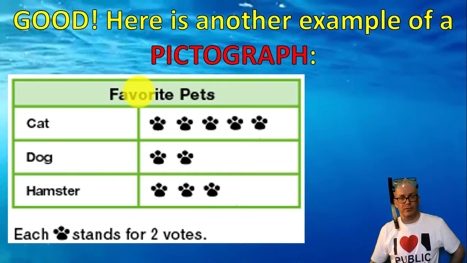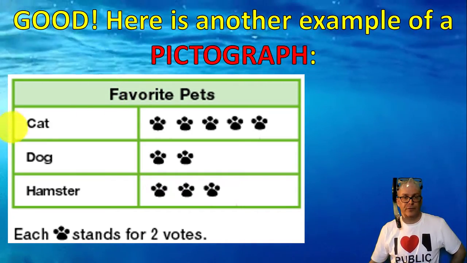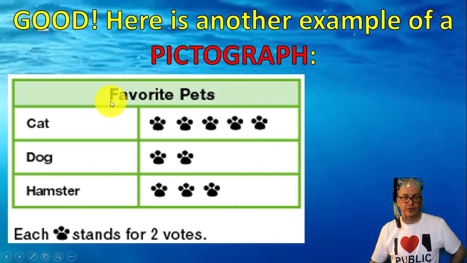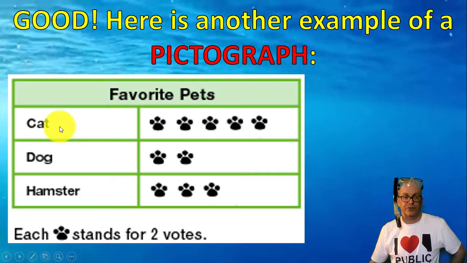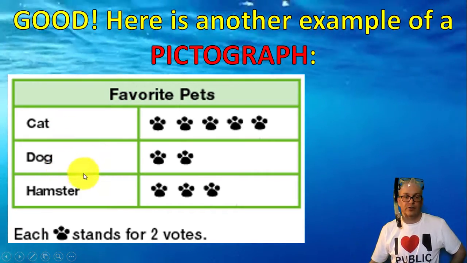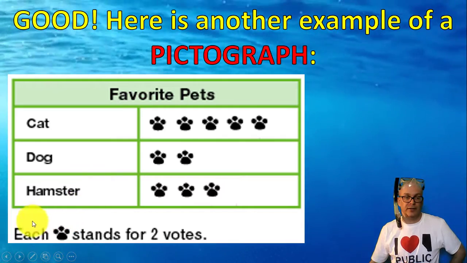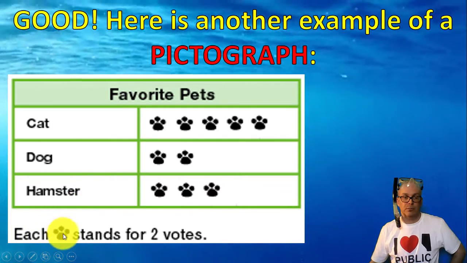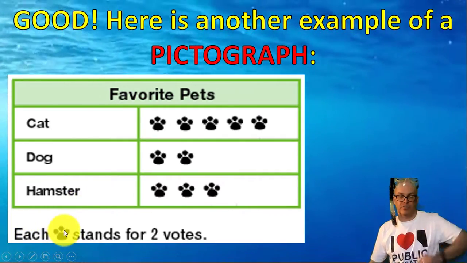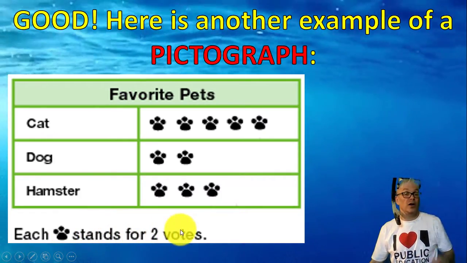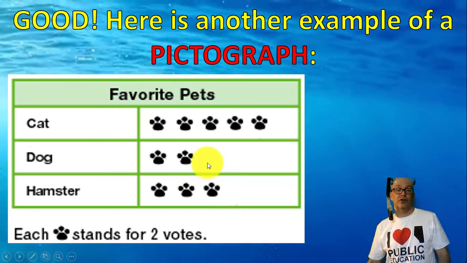Here's another example of a pictograph. Favorite pets is the title. The choices are cats, dogs, or hamsters. Look at the legend. Each paw print, like a paw print from an animal, stands for not 1 vote, but 2 votes.